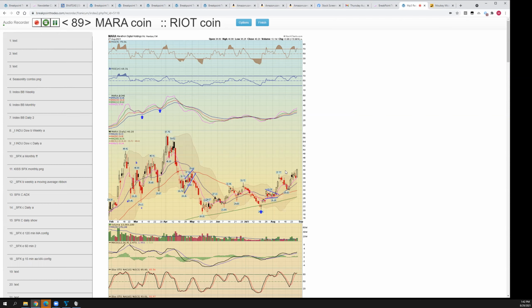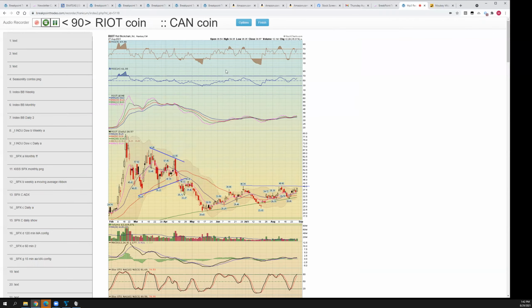Chart 89, Mara. One of the Bitcoin type stocks, one of the major ones. You can see nice rally off the 9 EMA here. This is one of the better ones, but really no setup here at the moment, unless you buy a pullback.